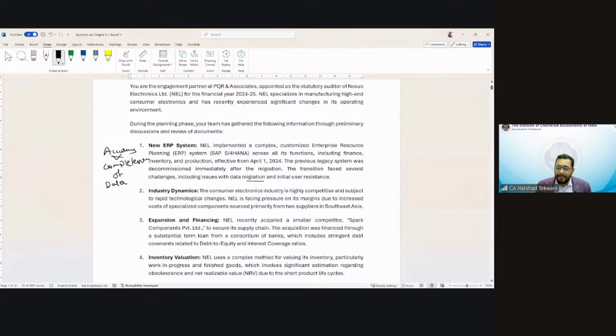Can I say inventory with respect to valuation? The valuation of inventory is incorrect or inappropriate. So inventory valuation at the valuation assertion. Yes or no? Inventory at the valuation assertion. So valuation will be incorrect for the inventory. That will be one of the risks. Yes or no?